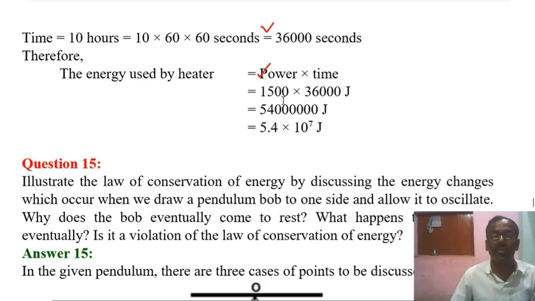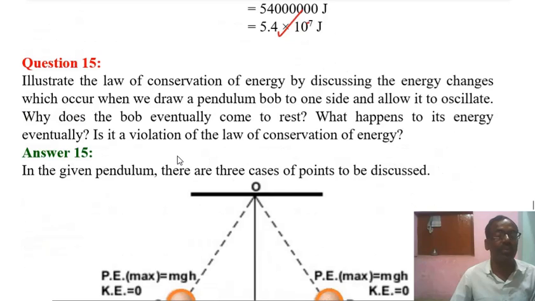After the mathematical calculation we get this one, and when we convert this into standard form, we have one and only one digit on the left-hand side of the decimal. So this is the exact representation: 5.4 into 10 to the power 7. Let's see question number 15.